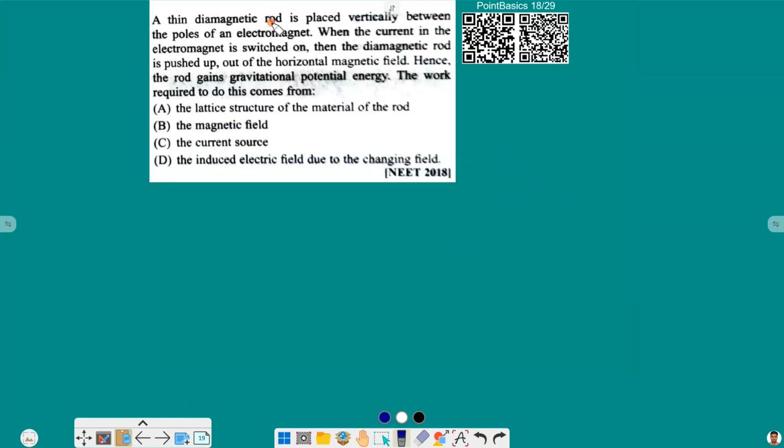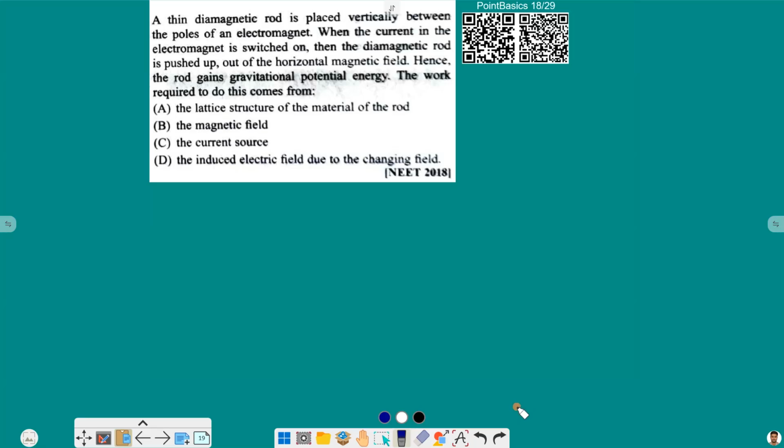A thin diamagnetic rod is placed vertically between the poles of an electromagnet. When the current in the electromagnet is switched on, the diamagnetic rod is pushed up out of the horizontal field. Hence, the rod gains potential energy. The work required to do this comes from. So we have to find out from where that work came. And the options are lattice structure, magnetic field, current source, and the induced current due to the changing fields.